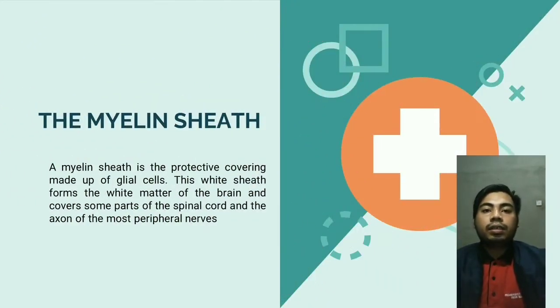The myelin sheath. A myelin sheath is the protective covering made up of glial cells. This white sheath forms the white matter of the brain and covers some parts of the spinal cord and the axons of most peripheral nerves.